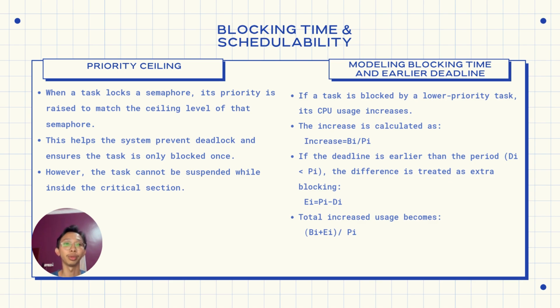And then for modeling blocking time and early deadline. If a task is blocked by a lower priority task, its CPU use increases. The increase is calculated as Bi divided by Pi. And then if a deadline is earlier than the period, the difference includes the extra blocking. So Ei equals Pi minus Di. And then for total increase, we use Bi plus Ei divided by Pi.